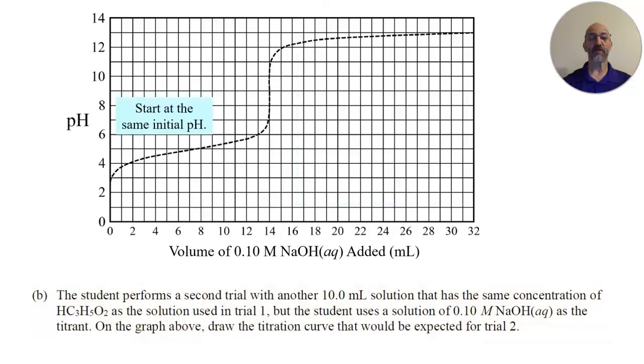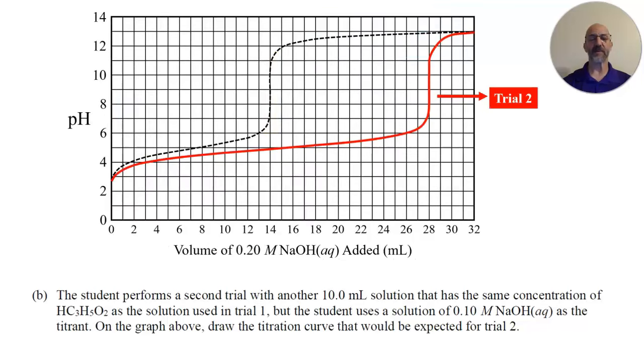So I will start my curve at the exact same initial pH because that would be the pH of the acid that I started with, and that's not changing. But I have to move this vertical portion of the titration curve from 14 milliliters to 28 milliliters. So what you can see in red on this slide is my drawing of the titration curve for trial 2. So it follows the same general shape, but I have shifted from 14 milliliters to 28 milliliters for the location of that rapid change in pH. All right, well, that is the answer to part B of this question.